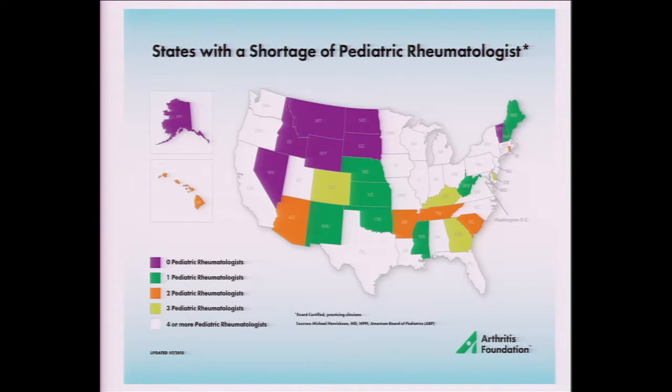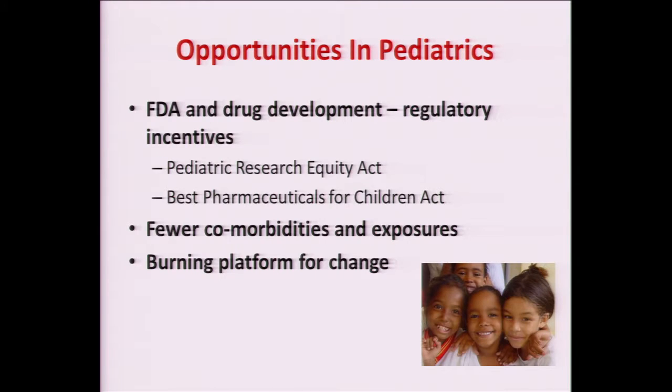And just to demonstrate, for pediatric rheumatology, all the states in white here have 4 or more pediatric rheumatologists, which is considered the highest bar. And the purple have 0. So we really have a small group of people to perform this work. But some of the opportunities are, of course, with drug development. The FDA has given several incentives recently for drug development. Children are ideal to study in many ways because they have fewer comorbidities and exposures compared to adult counterparts.